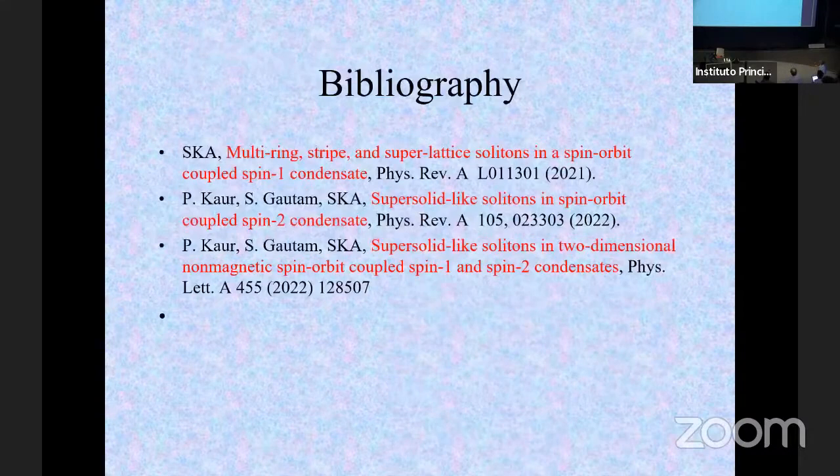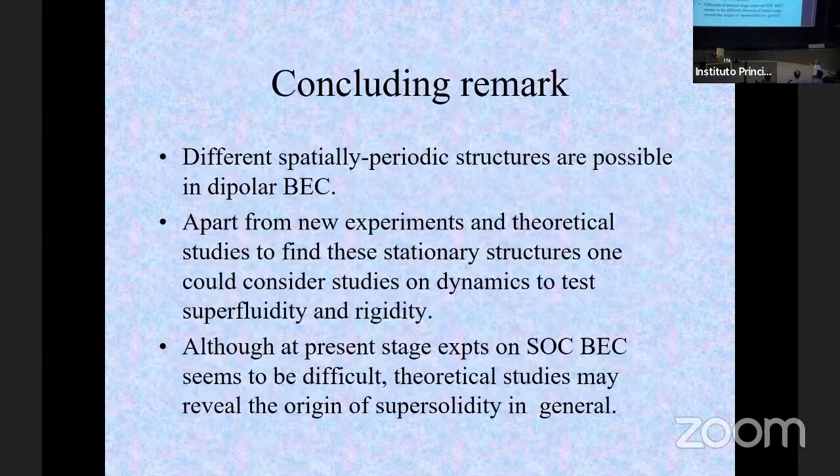These results are published in these papers. Here we have the full spinor interaction for spin 1. We have the full spinor interaction for spin 2. Here this has ferromagnetic and paramagnetic states, and here you have ferromagnetic, paramagnetic, and cyclic states. Higher up you go in spin, like spin 3, they have other magnetic states. And this is without magnetism, with no spin interaction. So different spatially periodic structures are possible in different BEC.